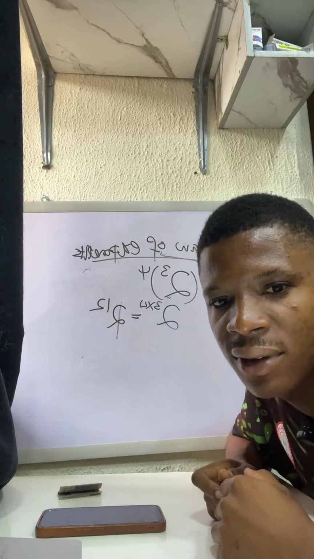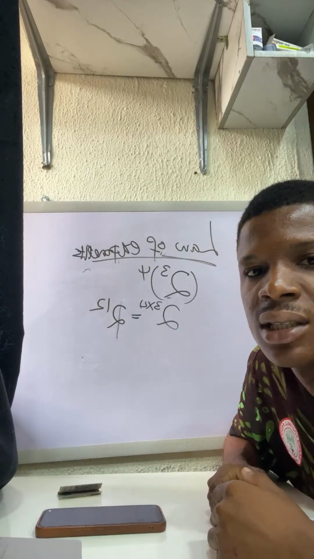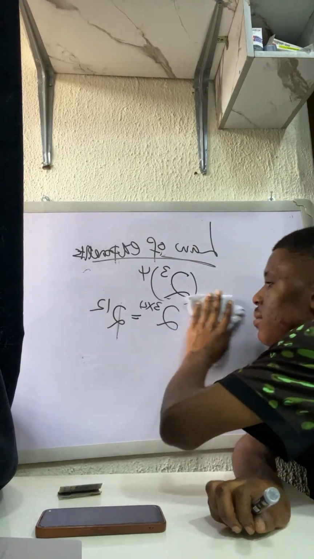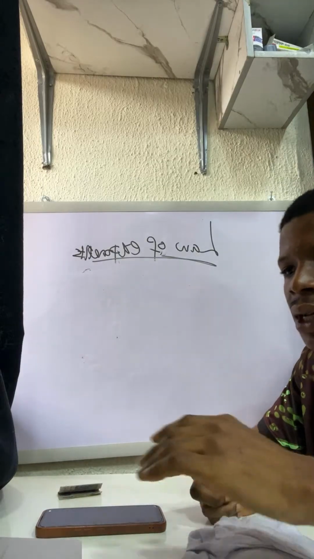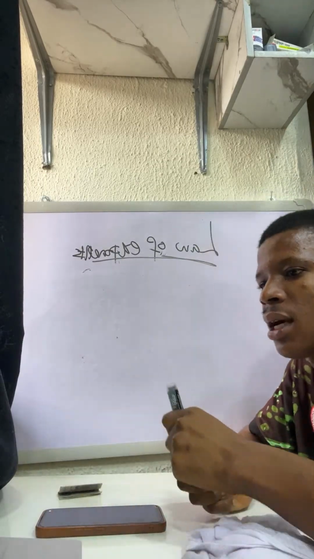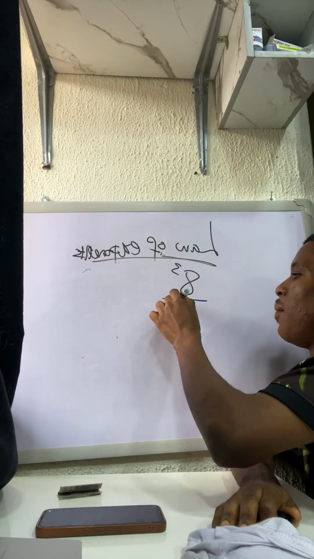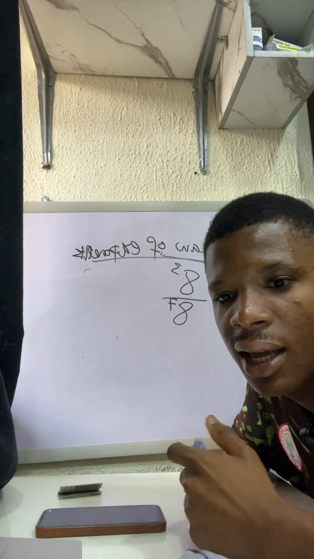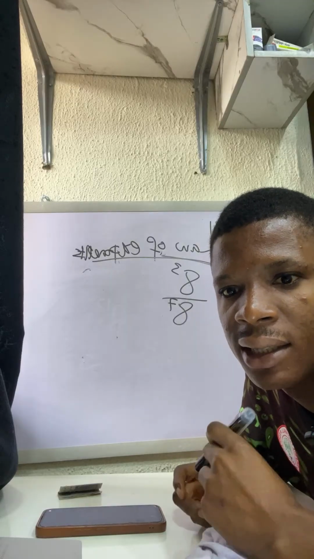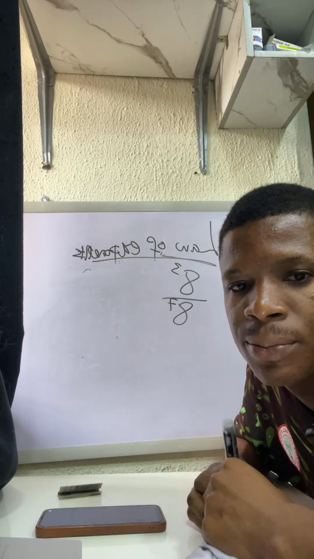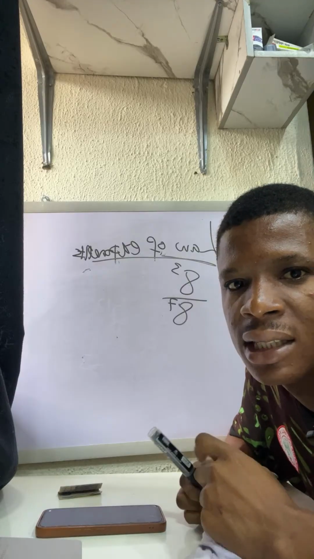So this is very, very easy to do. This is 2 power 12. Let's look at the next one. Let's look at 8 power 3 divided by 8 power 7.